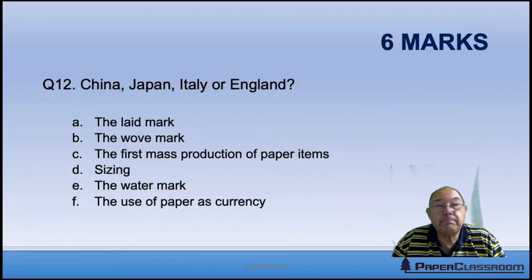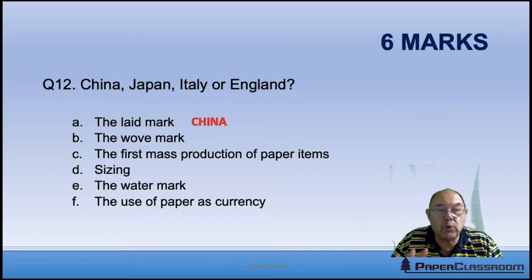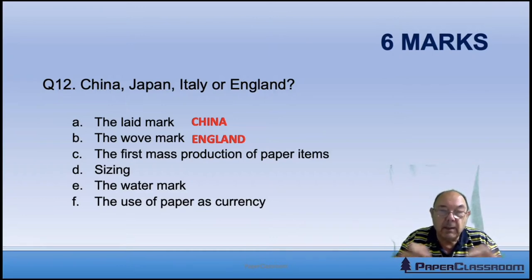Question 12. Who invented or first used the laid mark? It was China. Because of the mould, the device for producing paper, just because of its design, the laid mark became an inherent part of that piece of paper. The wove mark was first observed in England because James Whatman replaced the wires with a woven wire mesh, and that pattern appeared on the underside of the paper when it was made.